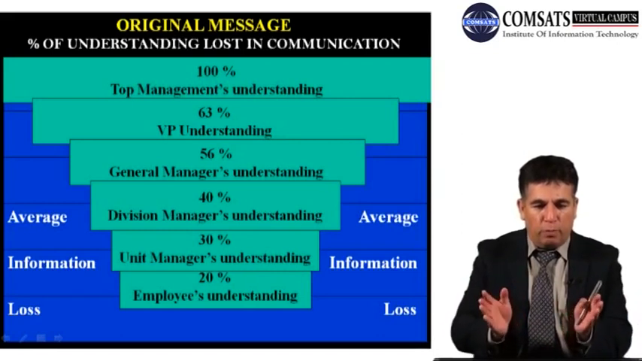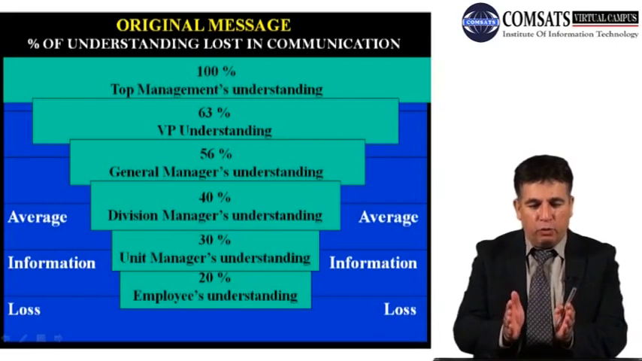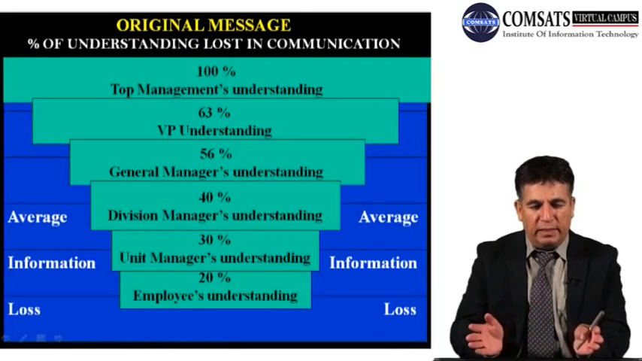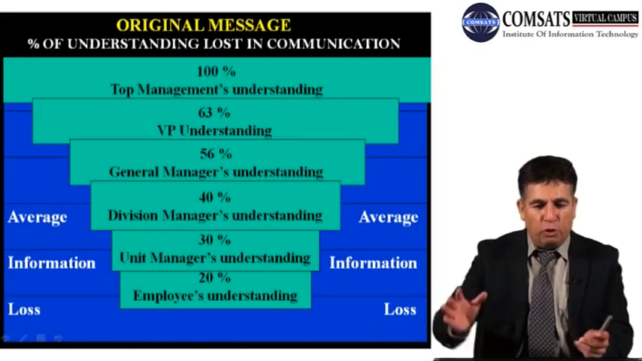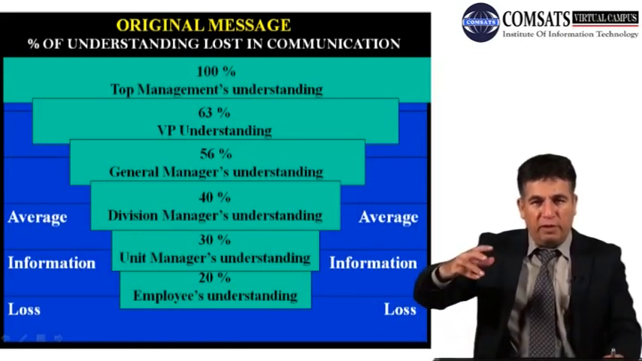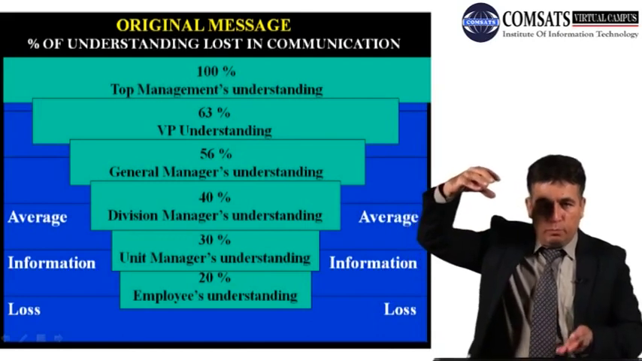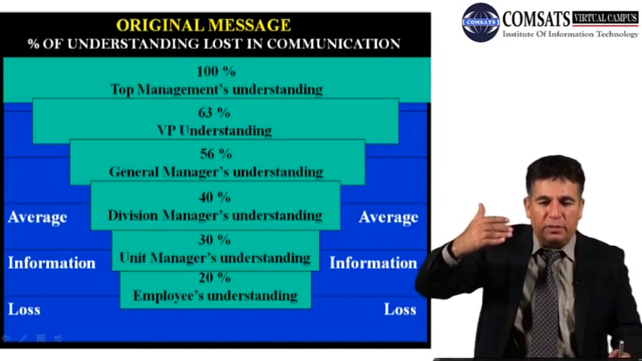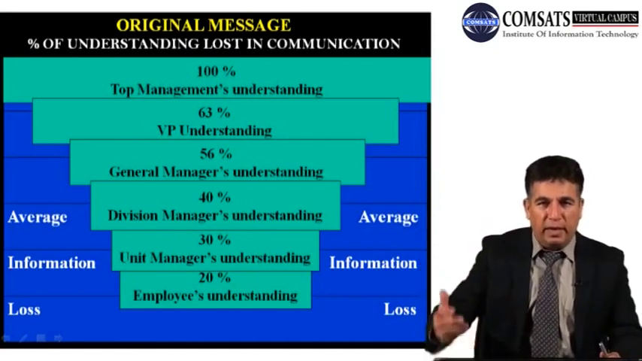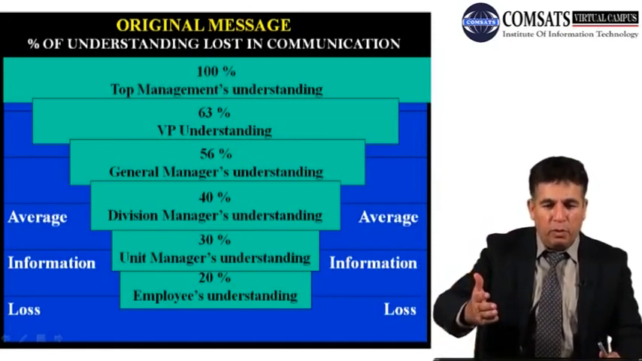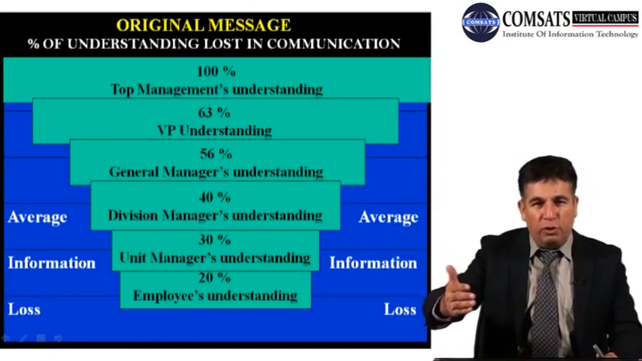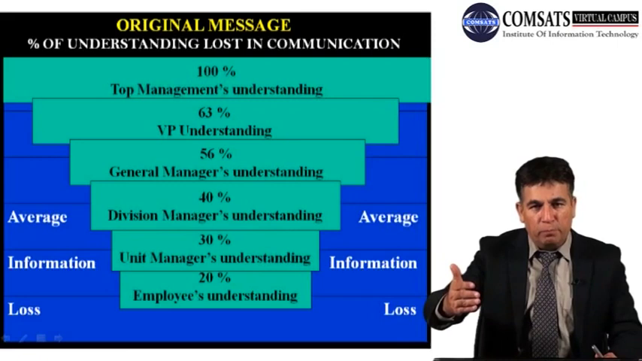Now this is a typical message coming from the top management towards the low management. So when the top level sends information, like for example information is traveling from the top to bottom, right? So top management understanding is 100% when they are sending the information. When information comes from top management to vice president level, the understanding level is 63%.